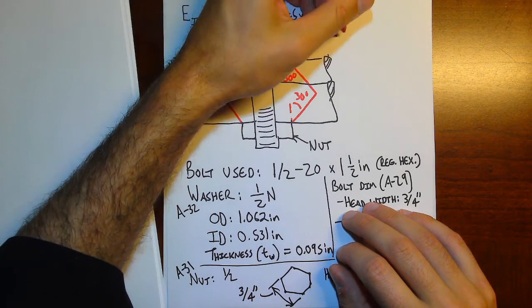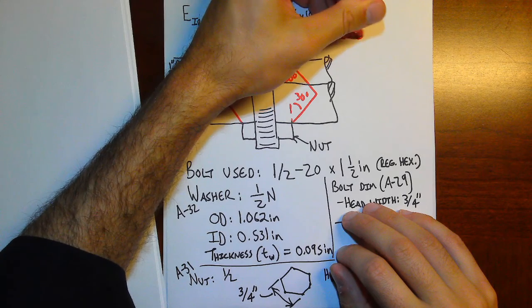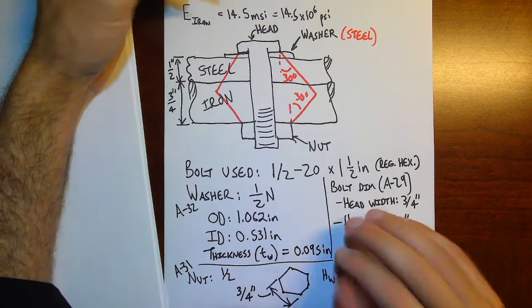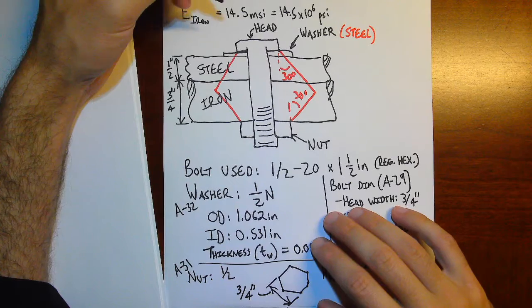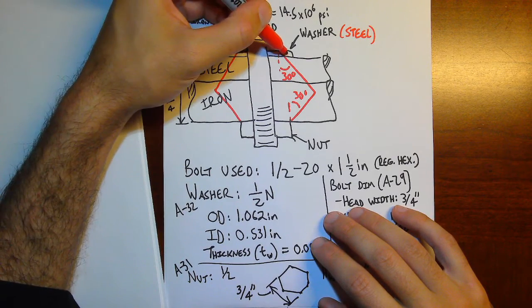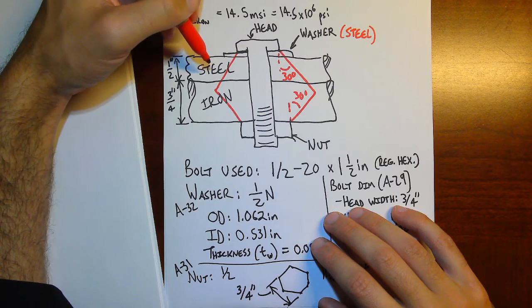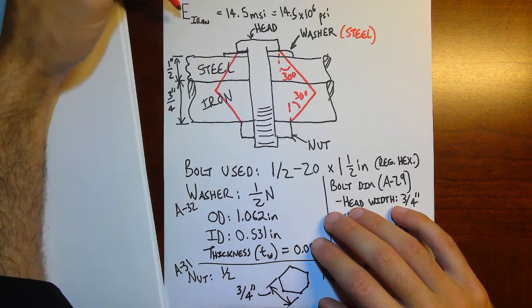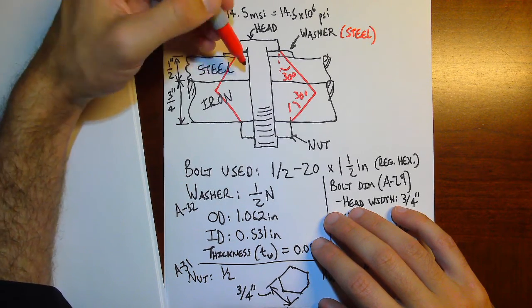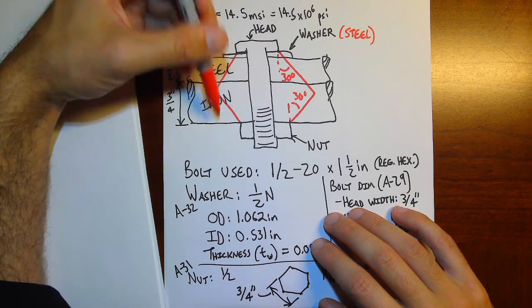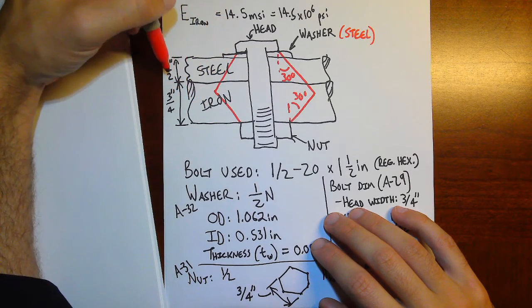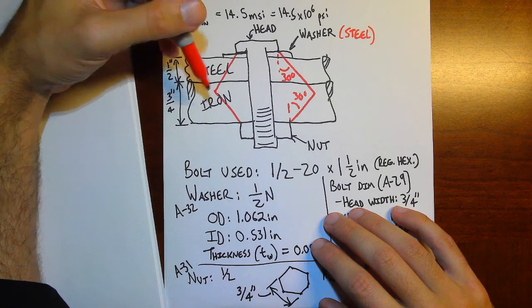The washer, we say, is made out of steel, and most steels have relatively similar elastic moduli. So we're saying the washer and the steel layer are pretty much the same material, so we're going to use the same elastic moduli for both of them. But we have two different materials here, steel and iron. And also the joint is not symmetric.